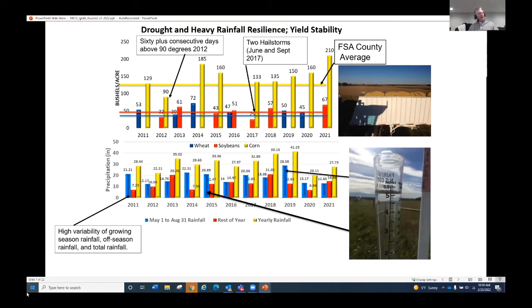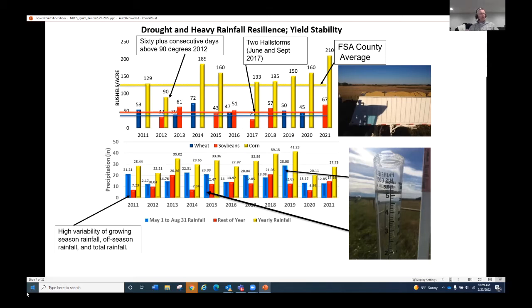Second part of this is I pulled the rainfall data from a state climate station within 3 miles of my farm. And you can see the high variability. And so what we want to do with our conservation planning and systems is offset some of this variability. In the blue, you see the rainfall that occurred the last 10 years during the primary part of the growing season from May through basically September 1st.